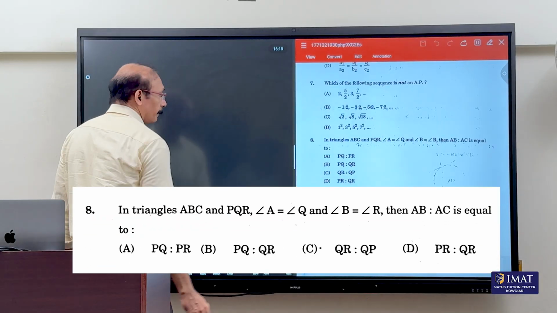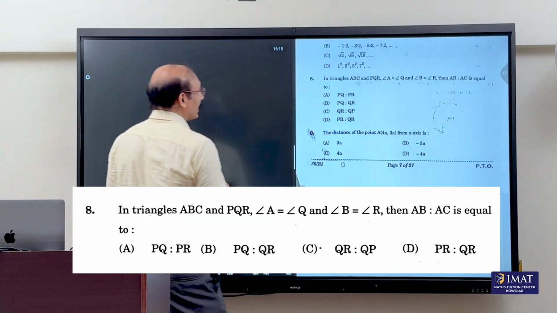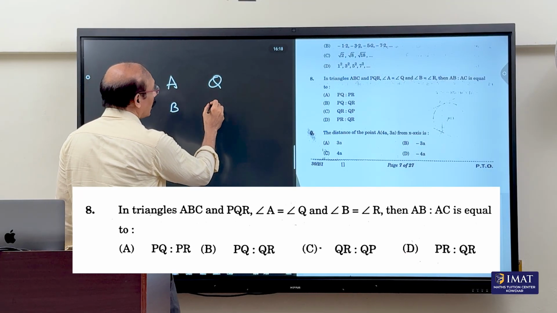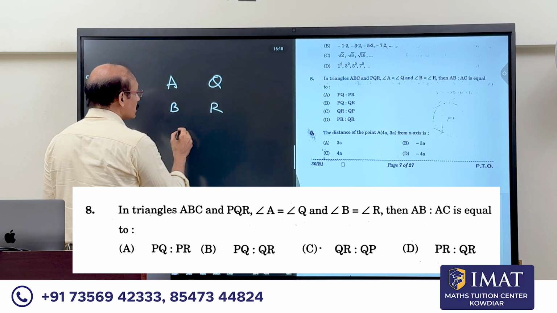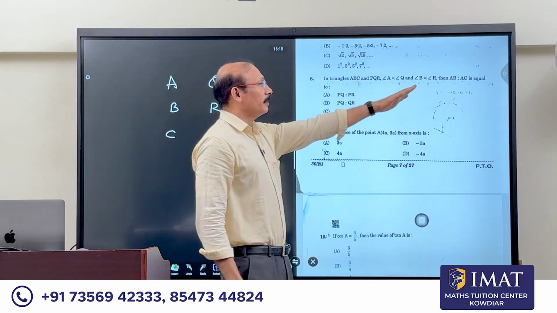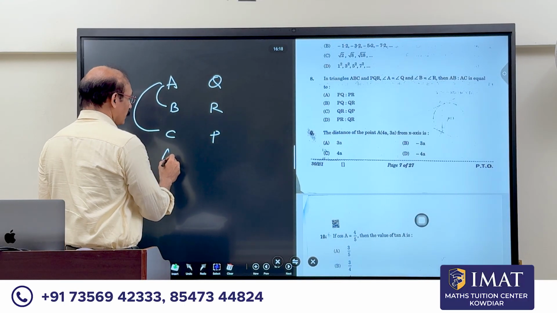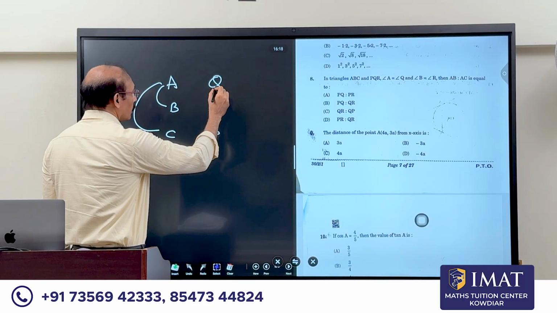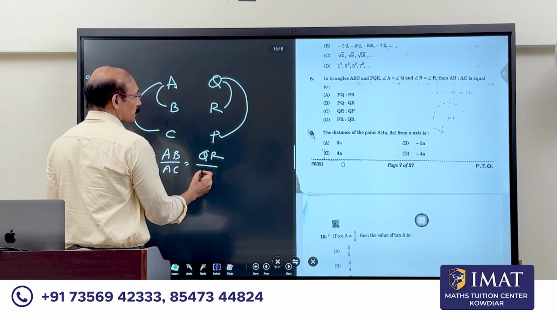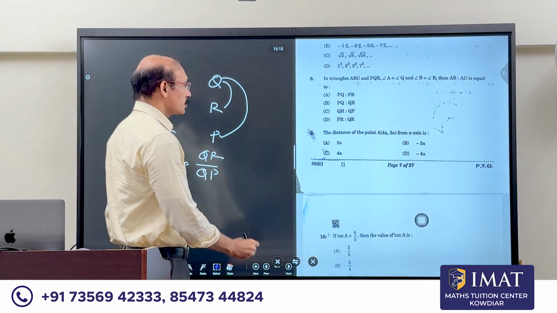Going to question number 8. In triangles ABC and PQR, angle A is equal to angle Q, angle B is equal to angle R, which says angle C will be equal to angle P. Then AB by AC is equal to QR by QP, because AC will be corresponding to QP. That's option C.